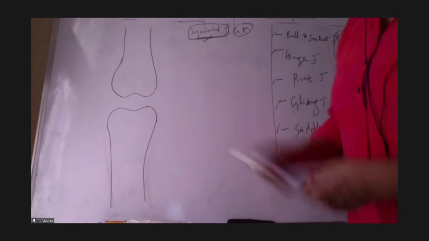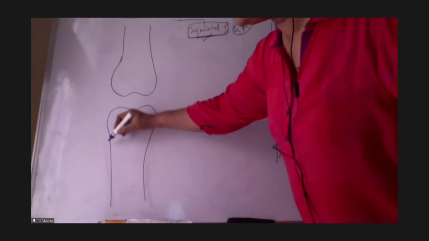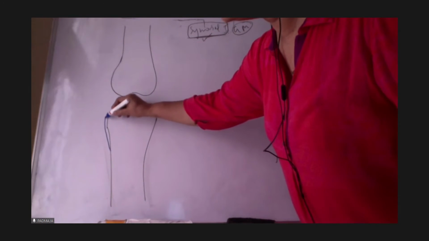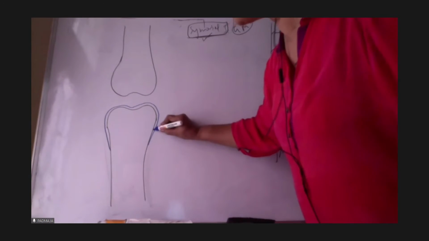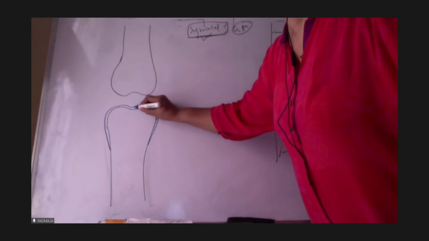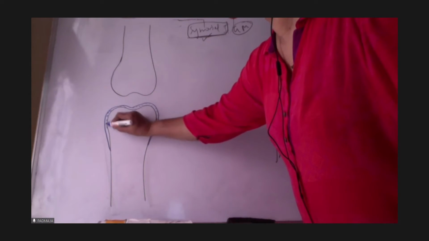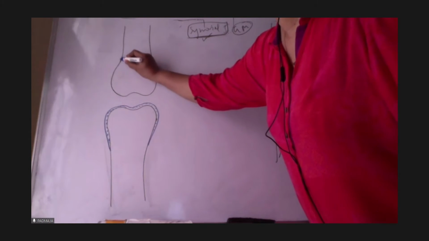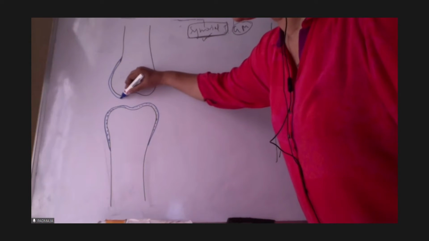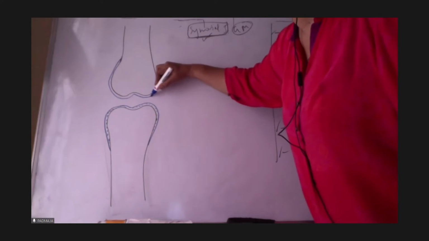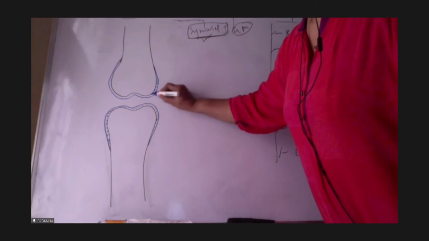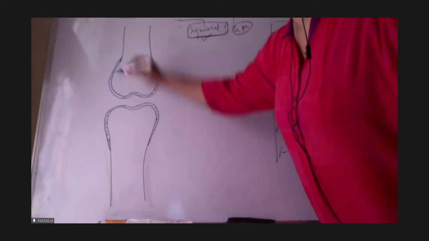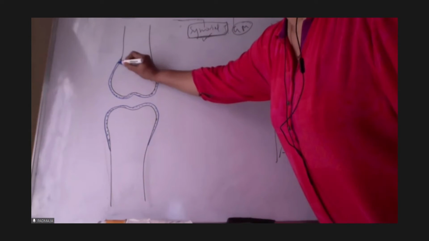Okay, you know very well it is covered by cartilage. What cartilage is it? Hyaline cartilage. So I took blue color for hyaline cartilage. What's the name for this cartilage? Articular. What is the special feature? Perichondrium is absent. Good. As perichondrium is absent, there is no question of repair and regeneration.